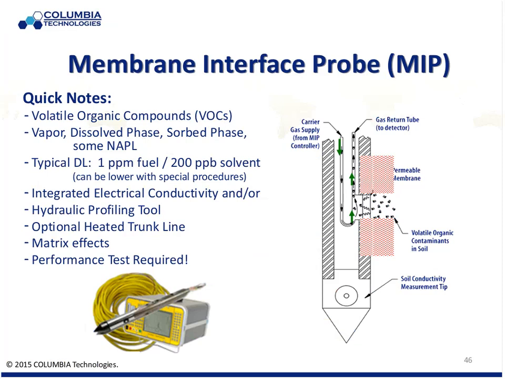Let's talk a little bit more about the MIP and look at some of the nuances that come up with this. So, again, simple concept. There is a membrane here. It's surrounded by a heater. I think a little heater blinks here. There's inert gas, typically nitrogen, helium, or air, that's coming down from the surface. It's going through a carrier gas line and then back up to the surface, just like a gas chromatograph in the lab.